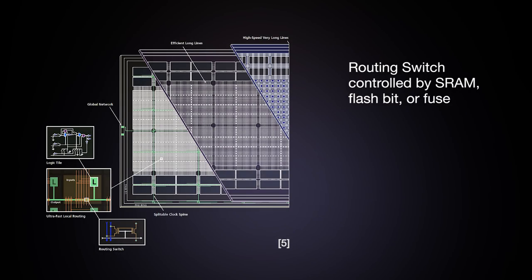The routing in an FPGA is hierarchical. At the lowest level, we have a routing switch that is controlled by a bit of SRAM or a flash bit or a fuse.